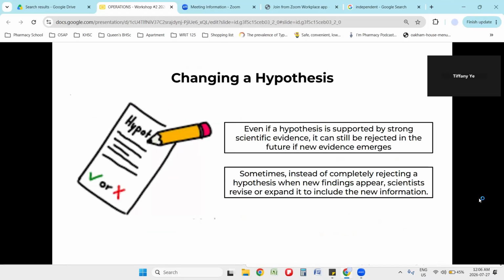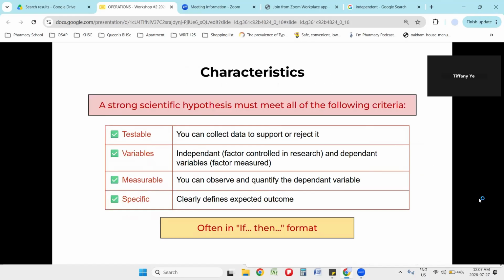And you might be wondering, can you change your hypothesis? And yes, of course. Even if a hypothesis is supported by strong scientific evidence, it can still be rejected because evidence is always emerging. So sometimes when scientists encounter new evidence that doesn't support their hypothesis, they might decide to expand their hypothesis or revise it to include that new information.